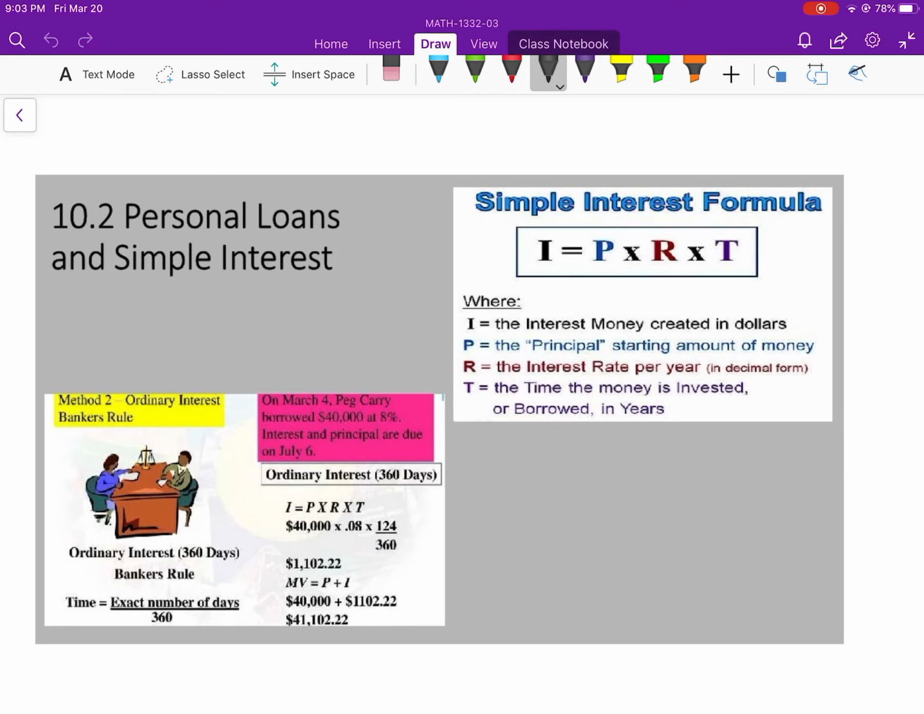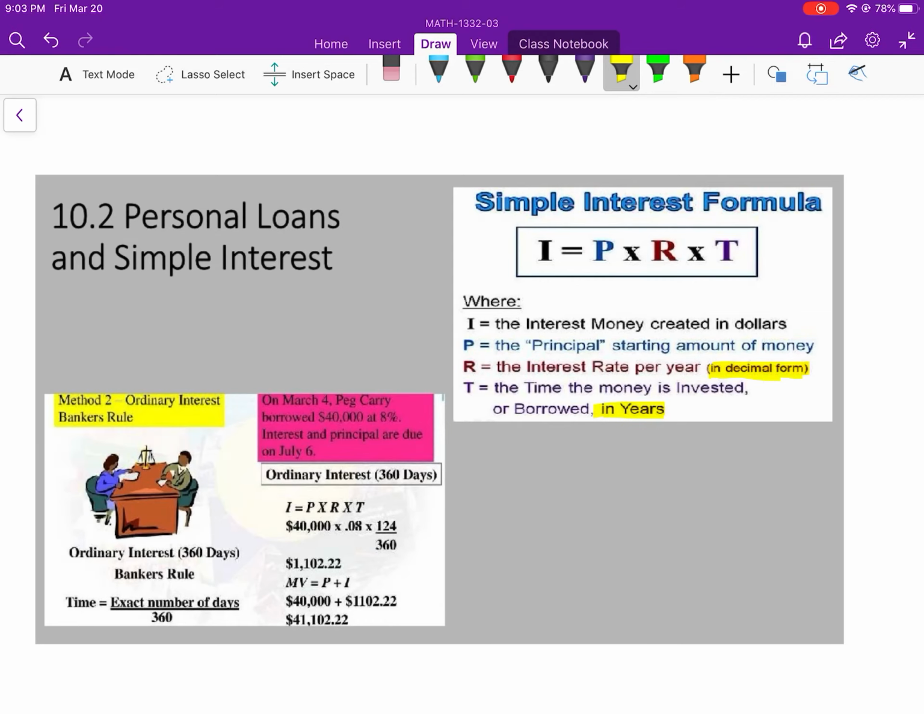P is the principal. That's the starting amount of money. Like if you're putting money into a savings account, that would be your P, how much you're putting in, like $500 or so forth. R is the interest rate per year, and of course that needs to be in decimal form, very important. And then T is the time the money is invested or borrowed, and that needs to be in years.